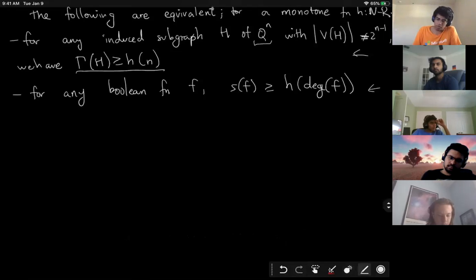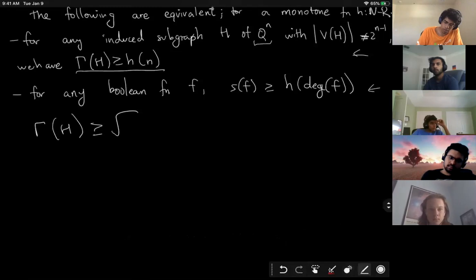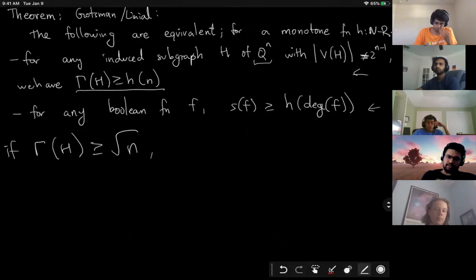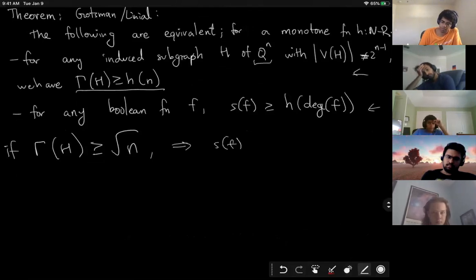Okay, so if you could prove that this is true, then what would you have? What could you say? That the sensitivity is greater than or equal to the square root of the degree? Yeah. So if this is true, then this implies that the sensitivity of f is greater than or equal to the square root of the degree of f.